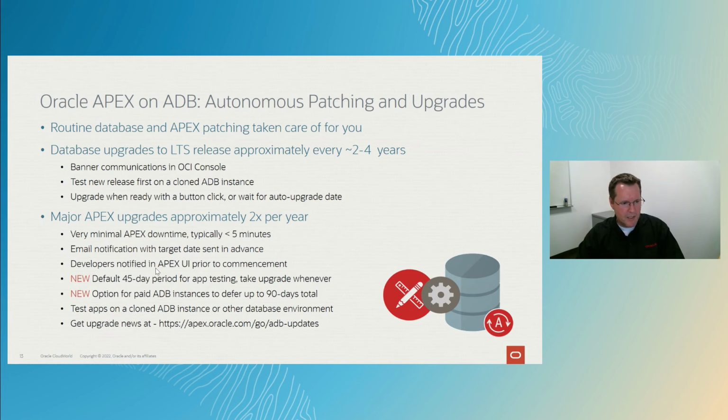Going forward, and this is why it's labeled new, we're going to tweak that a little bit. So you don't have to opt in or elect specifically to get the deferral time. We're going to give everyone 45 days of deferral. So that is coming soon, where everyone will get a 45-day deferral period to test before Apex is upgraded. And then for paying customers, you'll have an opt-in option to get even more time, up to 90 days of deferral time to do application testing and so forth before you actually take the upgrade. So keep an eye out for that.